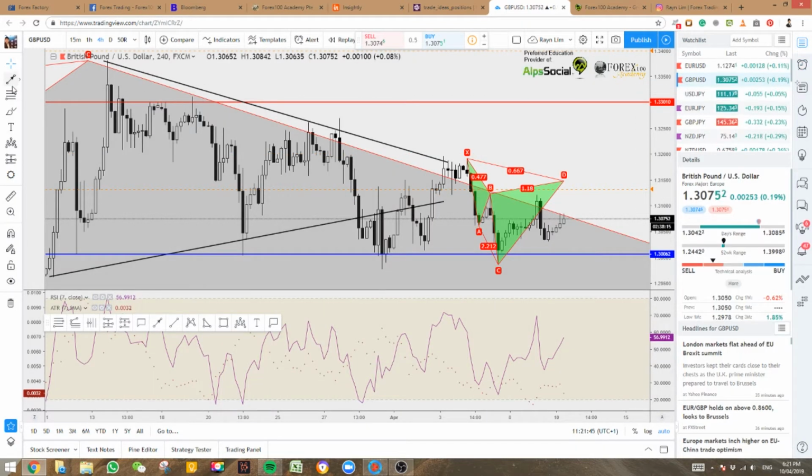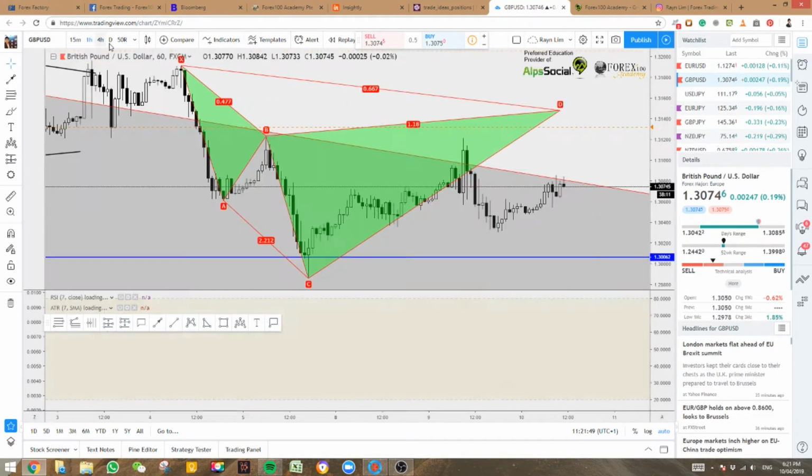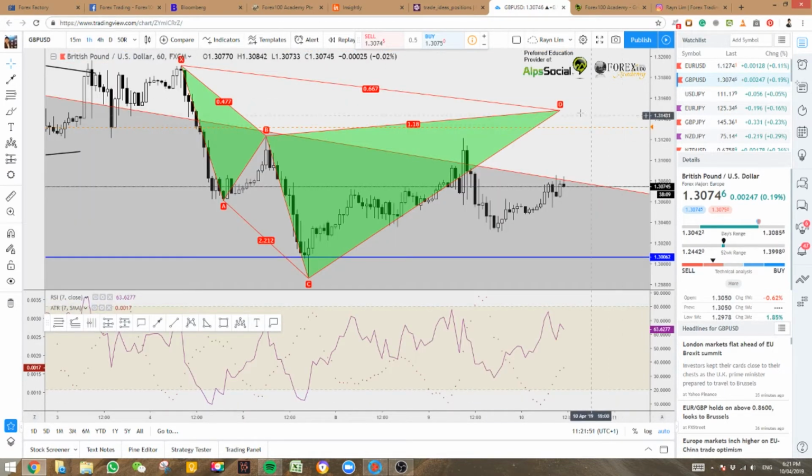All good? Alright, so my analysis on pound dollar, I'm looking for a shorting opportunity somewhere about 1.3147. Final target for this trade is the 1.28 range. I will qualify the entry, stops and targets and send it to my subscribers for trade ideas.